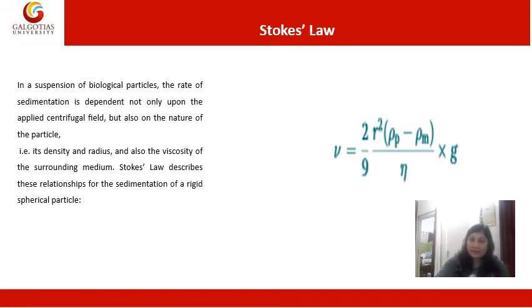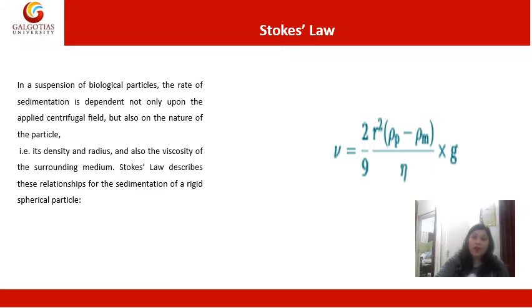To explain this, Stokes has given an equation: V equals 2 by 9 R squared, within brackets rho P minus rho M, divided by eta, into G, where rho P is the density of the particle, rho M is the density of the medium or the fluid, eta is the viscosity of the medium, G is the gravity constant, R is the radius, V is the velocity, and 2 by 9 is the shape factor for a spherical particle.